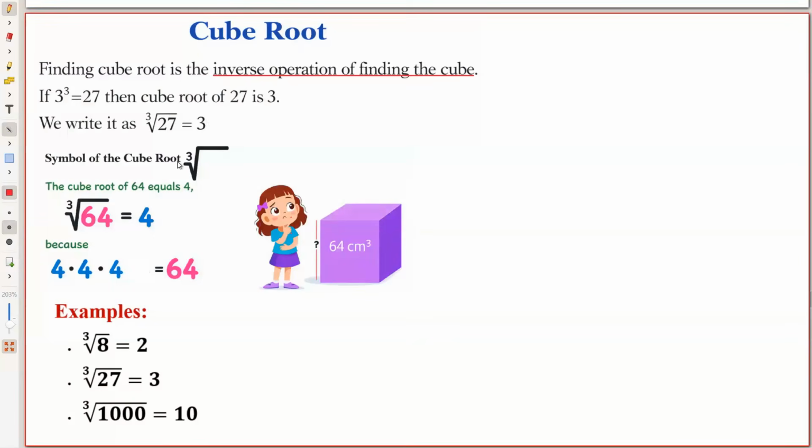The symbol for cube root is written with a 3. If you forget to mention 3, it will become square root. Next, for example, the cube root of 64 is 4. Why? Because 64 can be written as 4 into 4 into 4, that is 3 identical parts, so the answer is 4. Cube root of 8 is 2. Cube root of 27 is 3. Cube root of 1000 is 10.